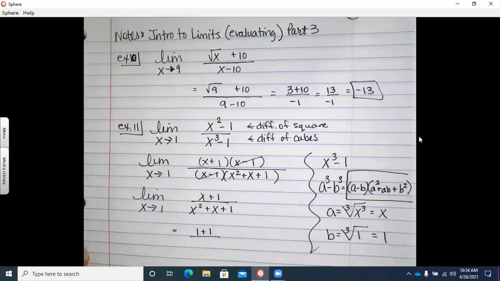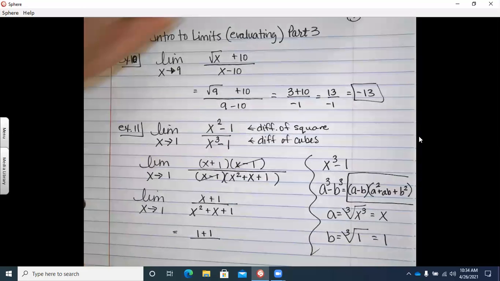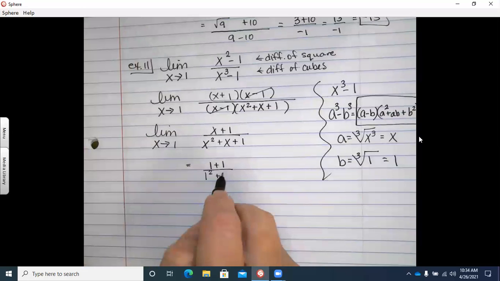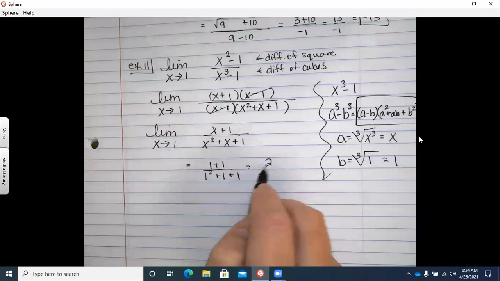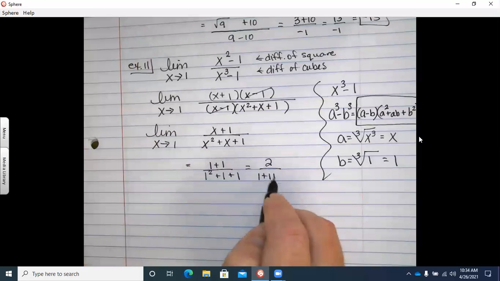All right, so the denominator, we have 1 squared plus 1 plus 1. So that gives me 2 over 1 plus 1 plus 1. Final answer, 2/3.